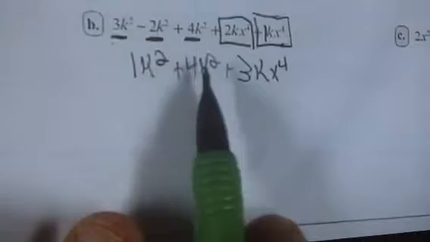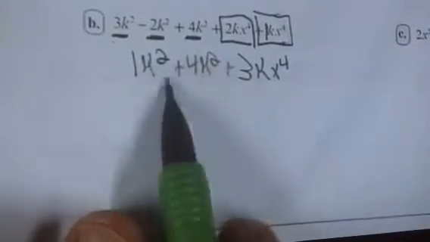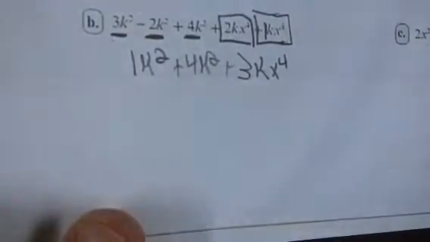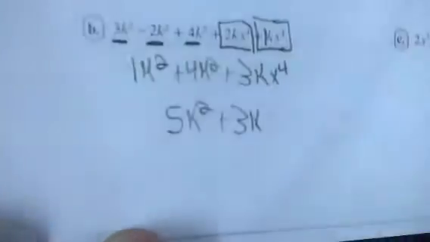Now I've got 1k squared plus 4k squared. Okay, those two I combine because they have the same variables raised to the same power. So 1 plus 4 gives me 5k squared. Then I want to bring this part down. Plus 3kx to the fourth.